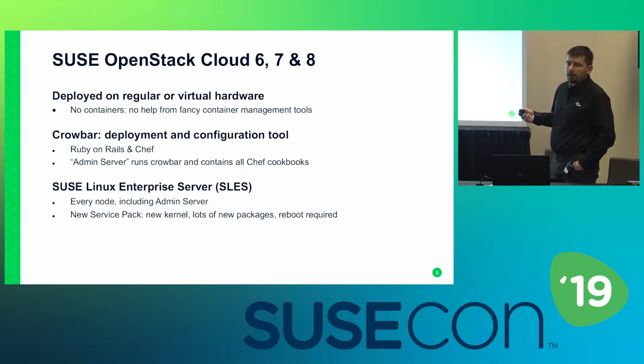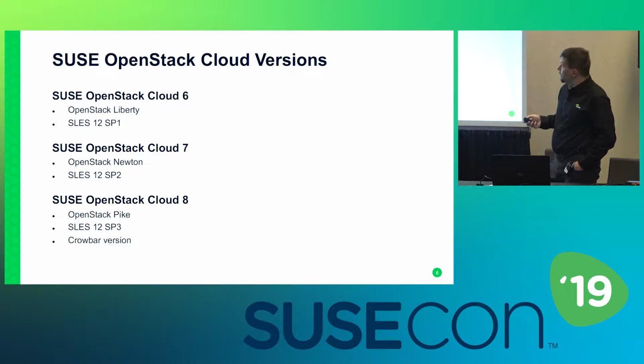A reboot is required after upgrading every node, that is the admin node and every cloud node. So just a summary of what we are talking about. In Cloud 6, we had the OpenStack Liberty release, and it was running on SLE 12 SP1. Cloud 7 is delivering Newton, and it's running on SP2. Cloud 8 is delivering Pike, and it's running on the SP3 version of SLE 12.